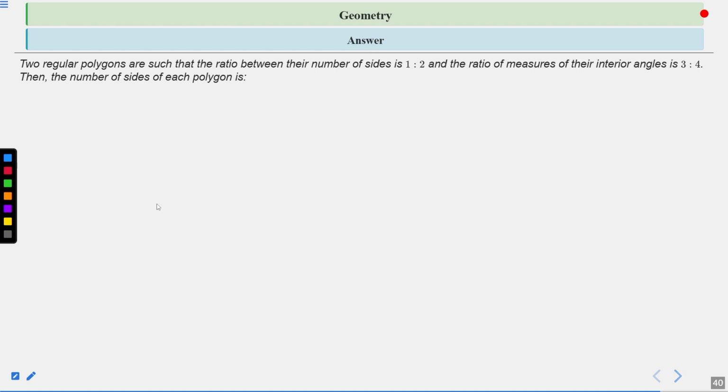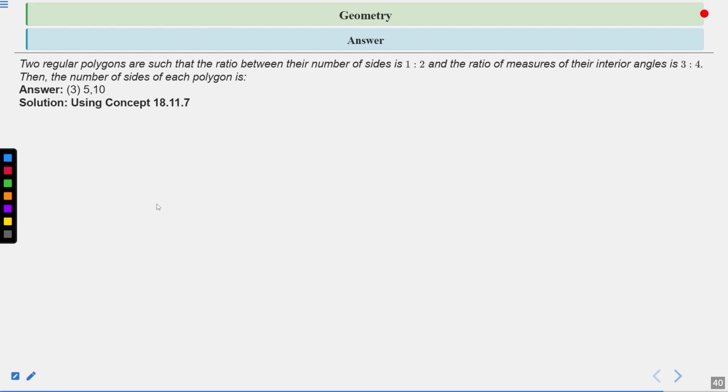Two regular polygons are such that the ratio between the number of sides is 1 ratio 2 and the ratio of the measures of their interior angles is given, which is 3:4. So we need to calculate the number of sides of each polygon. The correct answer of this question is the third one, which is 5 and 10. Now see the detailed solution using concept 18.11.7.